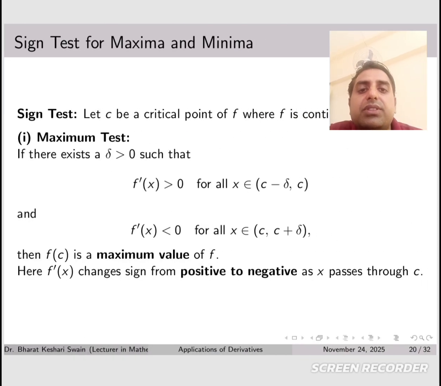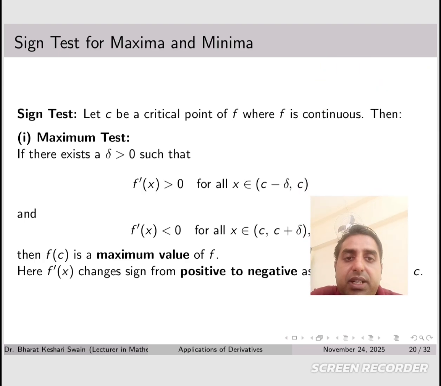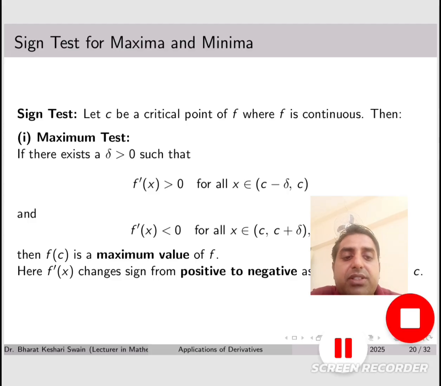Now the sign test for maxima and minima. We can test using the first derivative test and the second derivative test, to find the maxima and minima of a function. So what is the sign test? This is also called first derivative test.